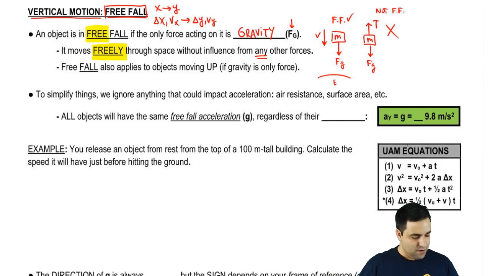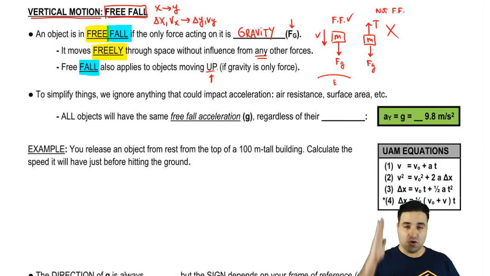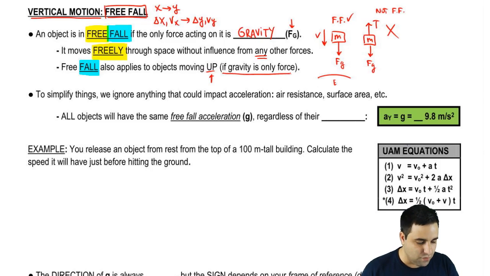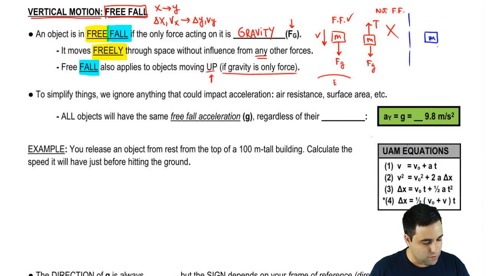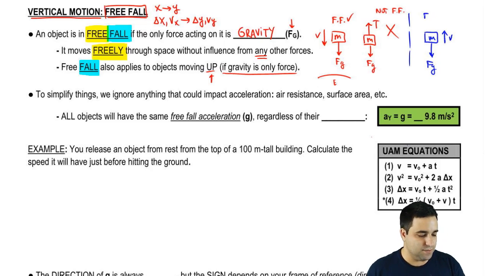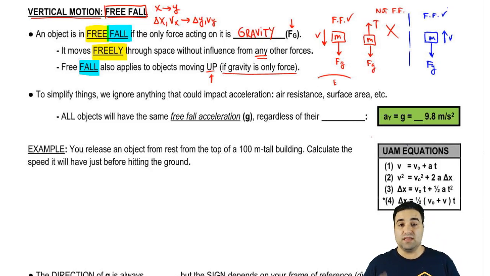Now, the term free fall is potentially a little bit misleading, because even though it says fall, it also applies to objects that are going up. So it actually has nothing to do with going up or going down. It just means that you're moving vertically, either up or down, and that the only force is gravity. So if gravity is the only force, you are in free fall. For example, let's say this object here, the only force is gravity, Fg, but it's actually moving up. Is this free fall? Yes, because it meets the criteria for free fall, which is that the only force acting on it is gravity.